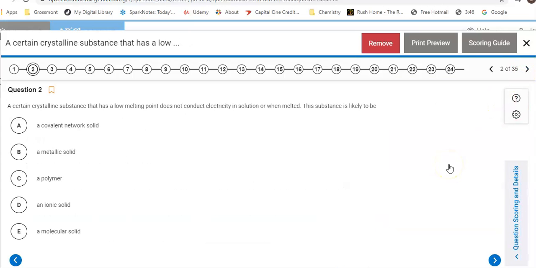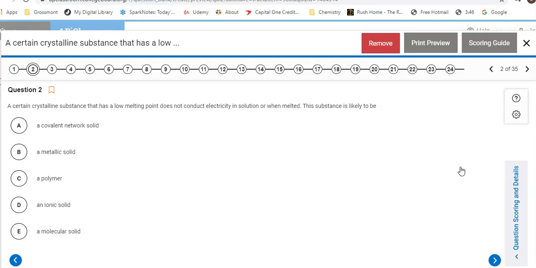A certain crystalline substance that has a low melting point does not conduct electricity in solution when melted. This substance is likely to be. So just think of this example. When you heat salt and you heat sugar, they both look the same, but the sugar melts faster and it turns brown and turns black if you've ever done that. So sugar would melt faster and at a lower temperature than salt. Sugar is a covalent bond. For example, C6H12O6. Salt, NaCl, is an ionic bond.